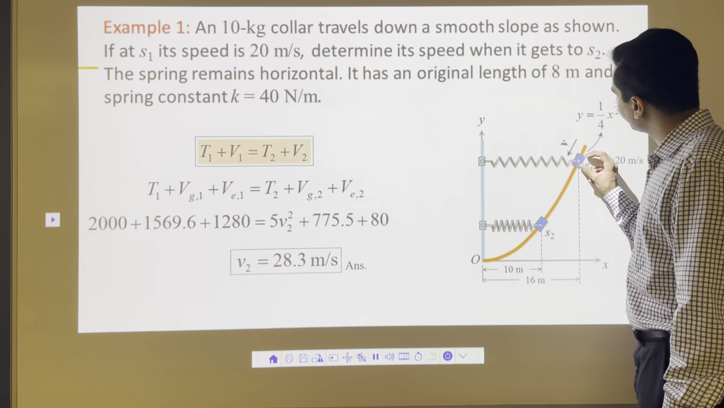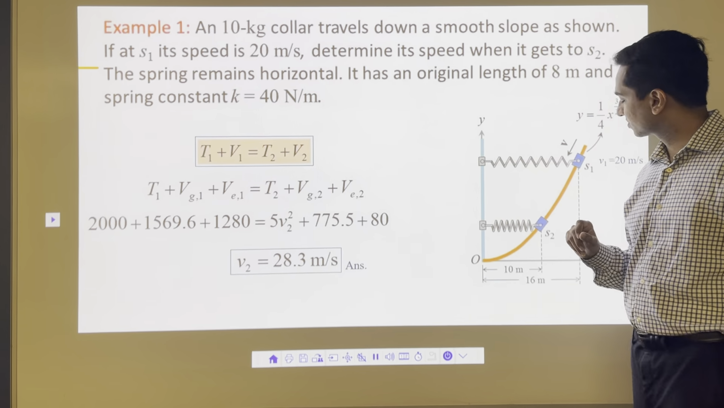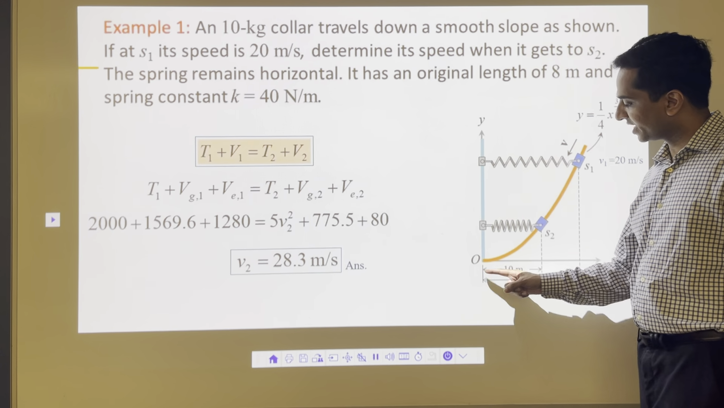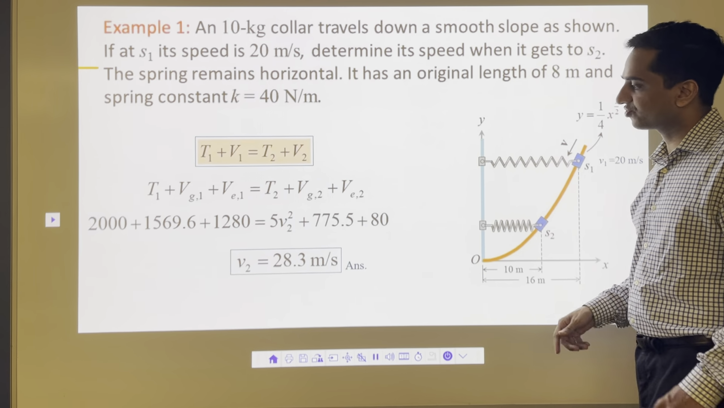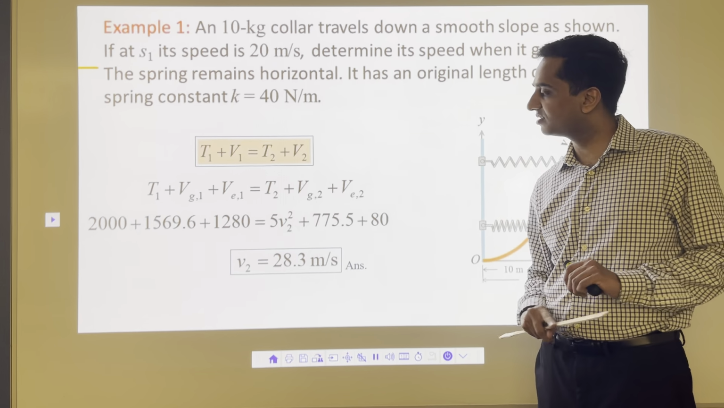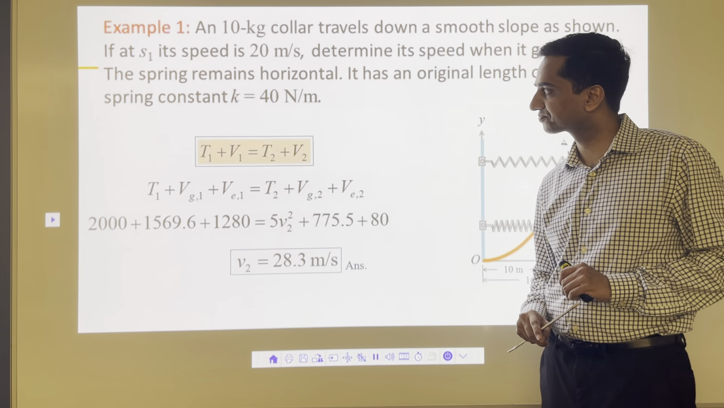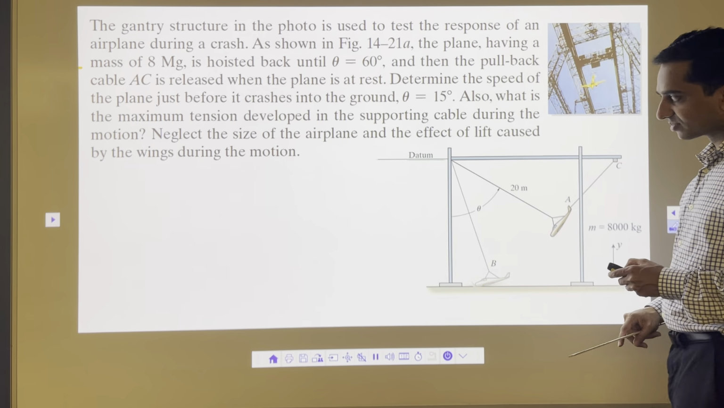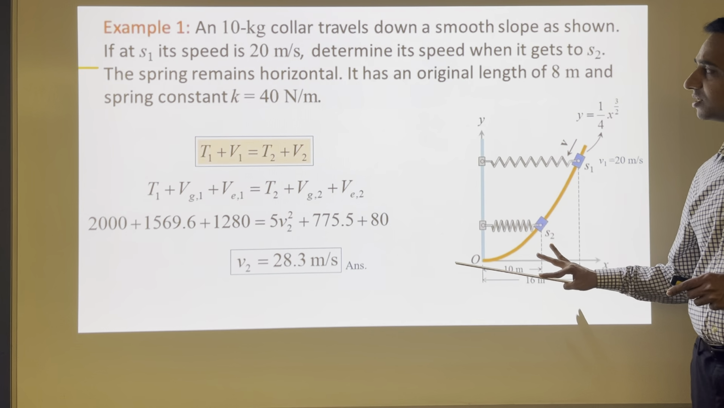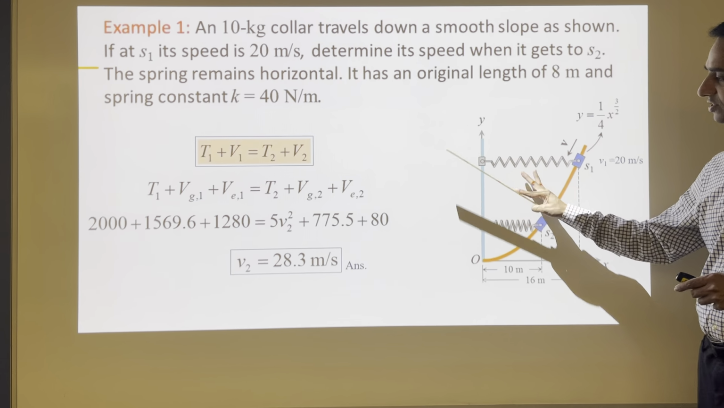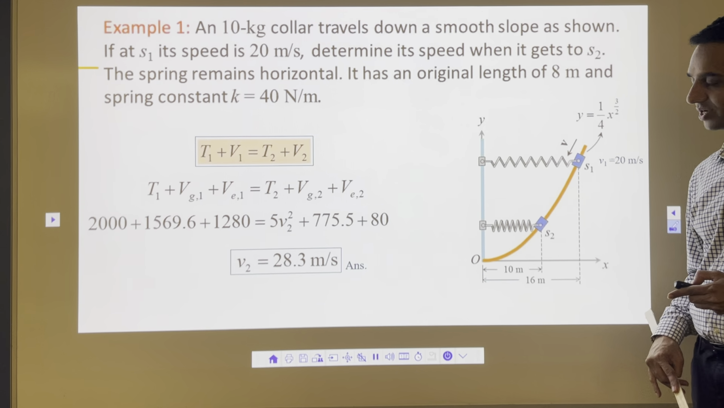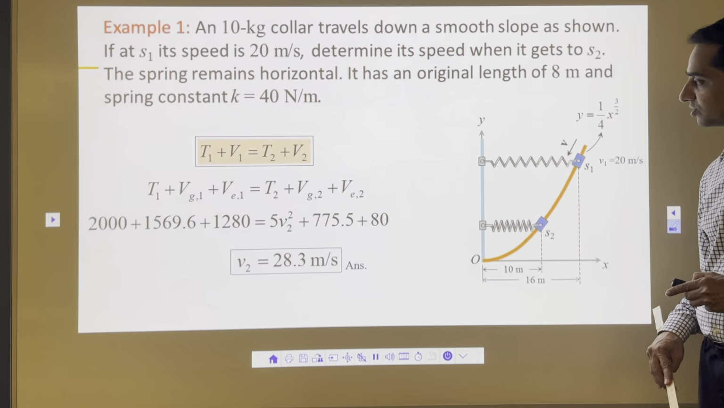What does it mean? We start with 20 meters per second here. It's going to come down to this point when x is equal to 10. The value there is 28.3 meters per second. That's it. We're done with the problem. Alright then, let's move on to the next problem. Again, practice this problem, change some numbers, change the spring constant, change these parameters and see what kind of answers you get. You can do that while you practice.